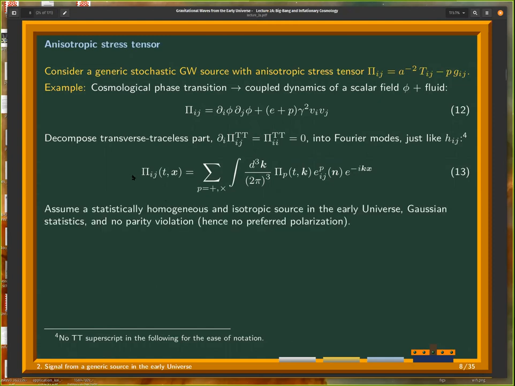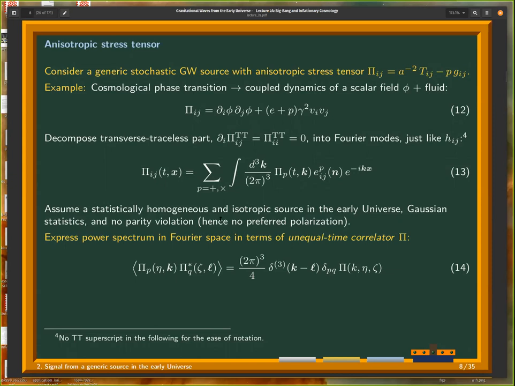For the purpose of this calculation, I want to make the same assumptions as yesterday. I suppose that this source is statistically homogeneous, isotropic, obeys Gaussian statistics, and that there's no parity violation in the process of producing gravitational waves, so there's no preferred polarization, plus or cross. Under these assumptions, the entire statistical information about the source is contained again in the power spectrum of the Fourier modes of my anisotropic stress tensor. I can calculate the power spectrum just by taking the expectation value of two Fourier modes here.